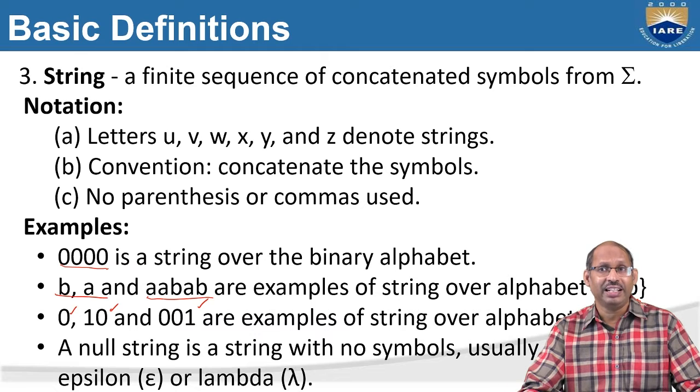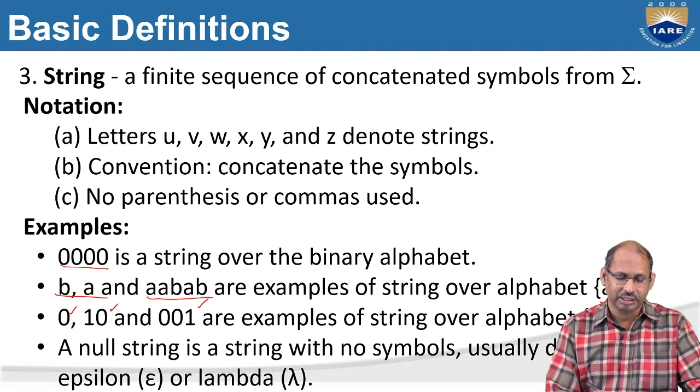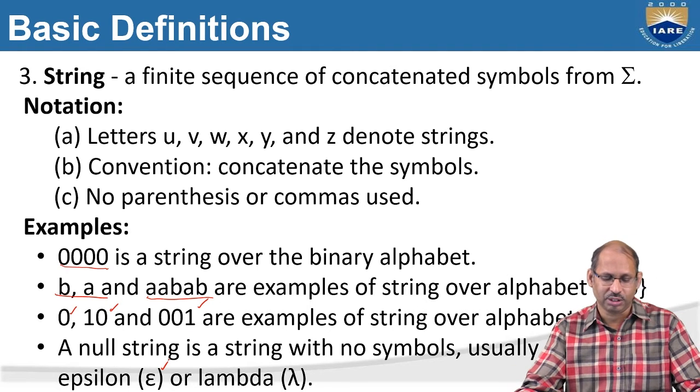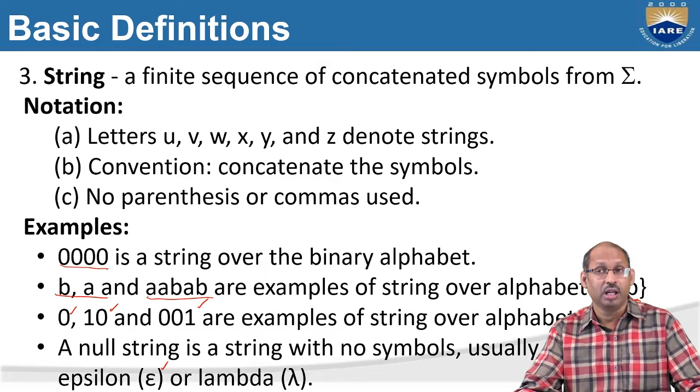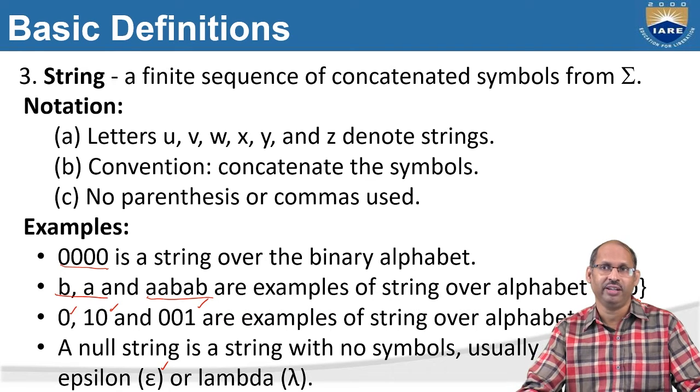Then a null string is a string with no symbols. It is denoted by epsilon. Right? It is denoted by epsilon or lambda. An empty string means a string with no symbols. It is represented by epsilon or lambda.